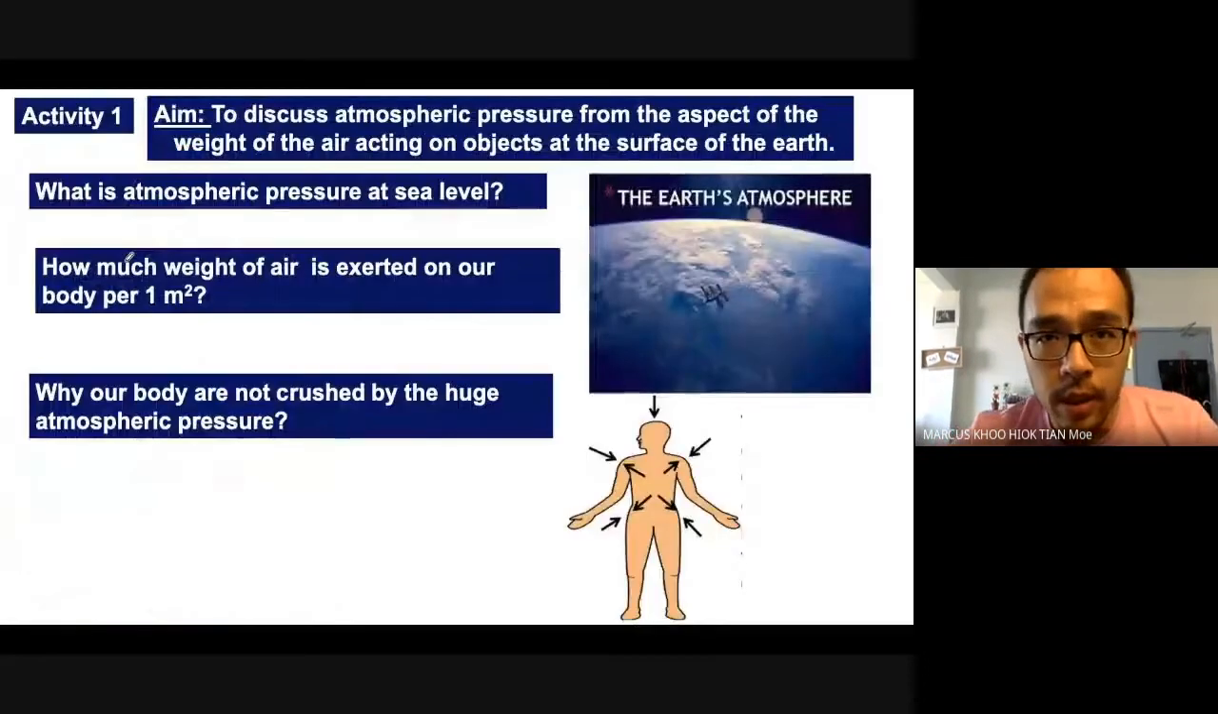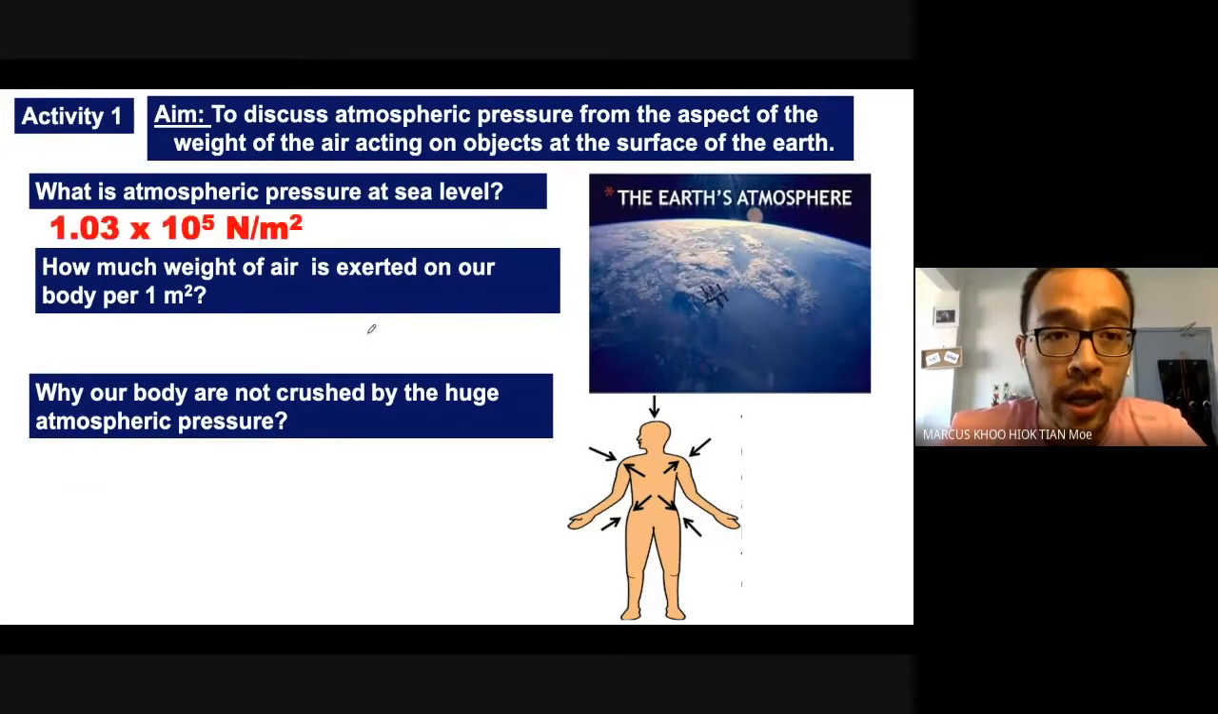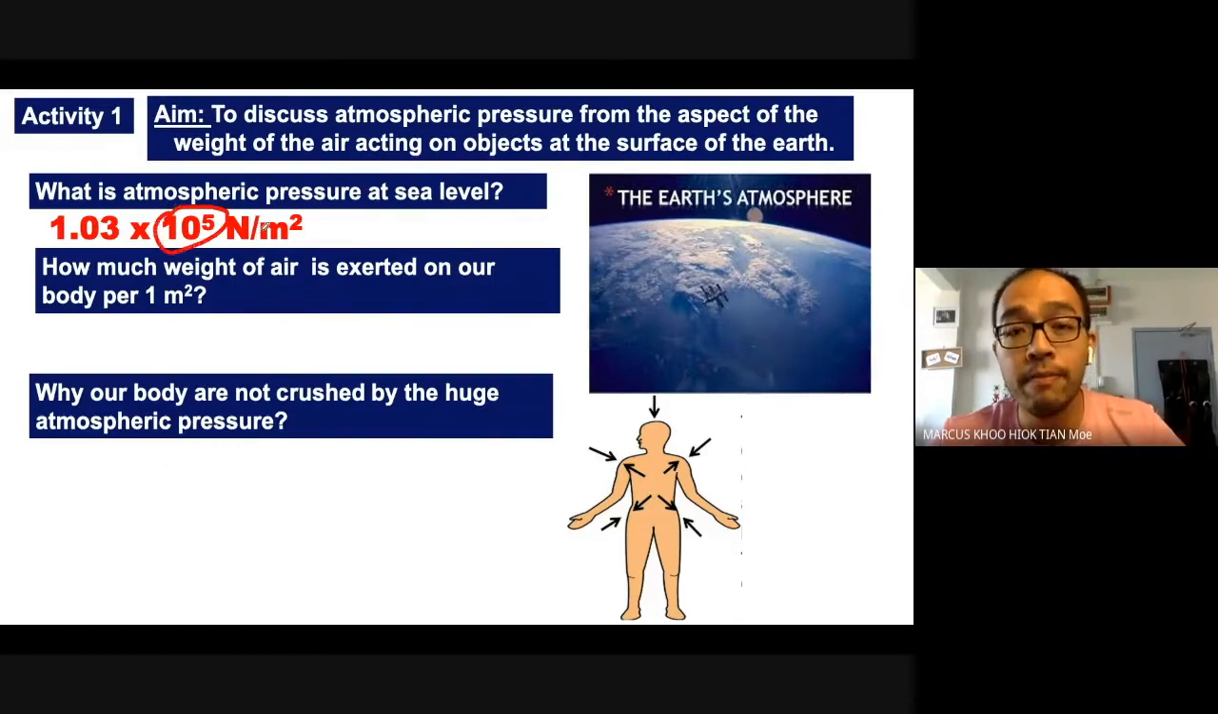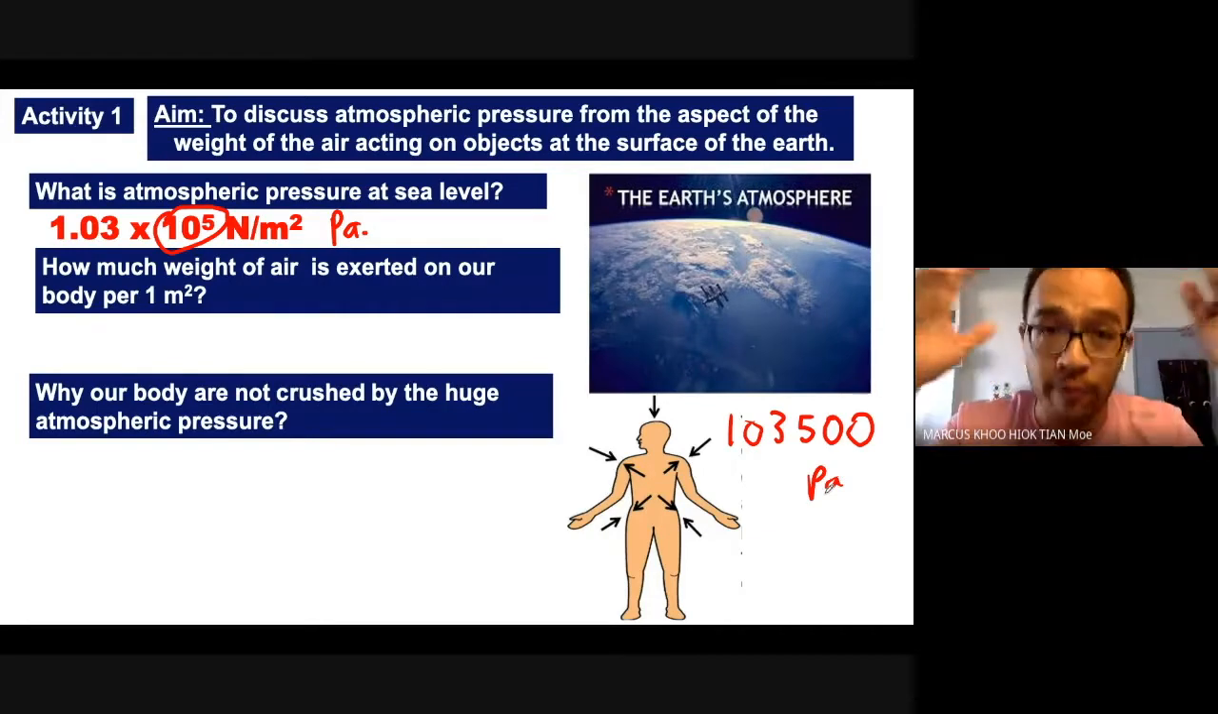Okay. So atmospheric pressure at sea level, at our level lah. Okay, so the value of atmospheric pressure at sea level, this is in your book okay, is 1.03 times 10 to the power of 5 Newton per meter squared or pascals. Okay, let me tell you realistically how much it is. It is 103,500 pascals. That's a lot of pressure.